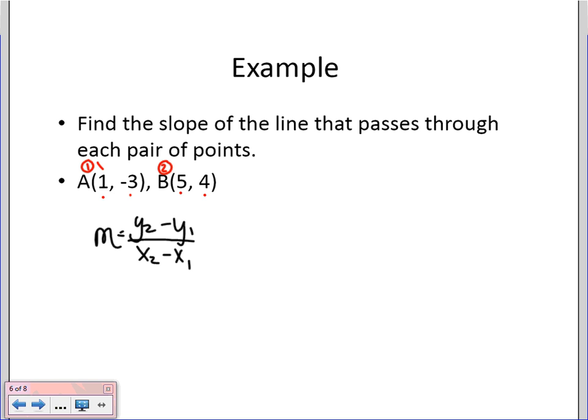Okay, so I'll just go ahead and label it x1, y1, x2, y2. Now, honestly, it does not matter if you choose this one to be 2 and this one to be 1. It doesn't matter, as long as you keep yourself consistent. Okay, so I'm going to plug in here 4 minus a -3, which is +3, and 5 minus 1. We get 7/4. Now we can't simplify this any further, so that's going to be our slope of 7/4.